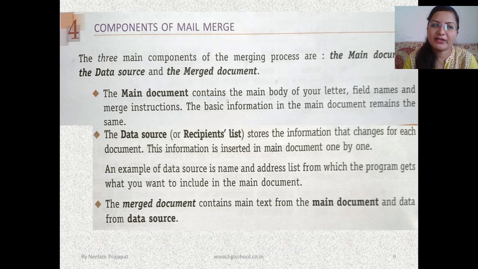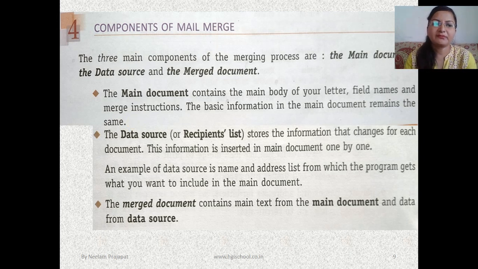Now, components of mail merge. I have discussed three words: main document, data source, and the merged document. Got it? So here, what is the main document? It is the main body of your letter. Field names and merge instructions will be there. The basic information in the main document remains the same. The main document will always remain the same.